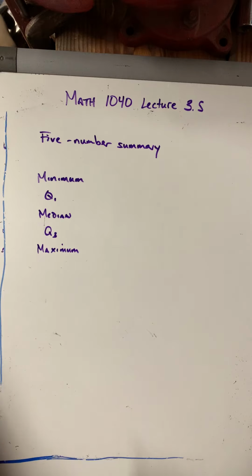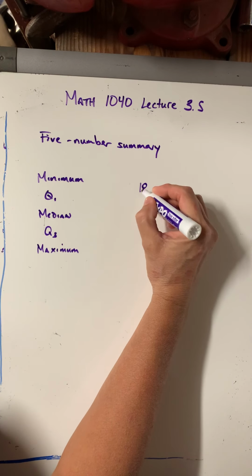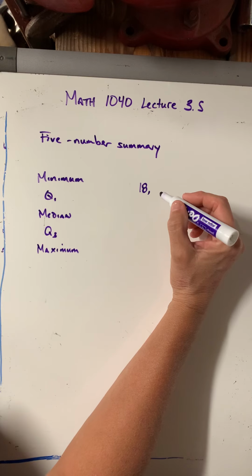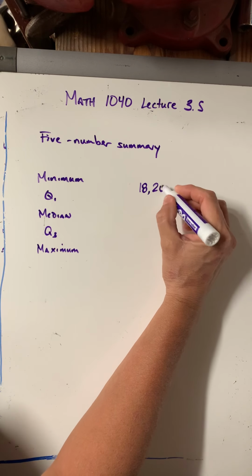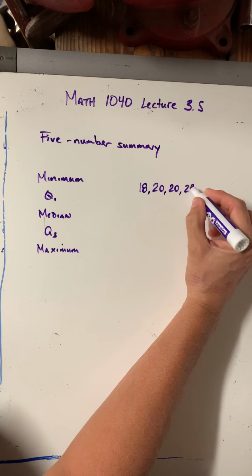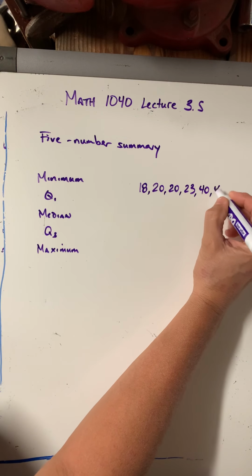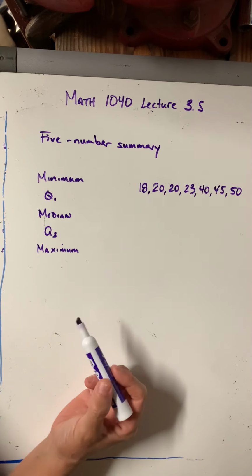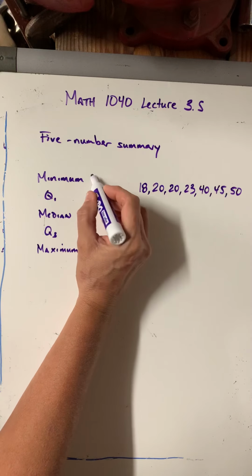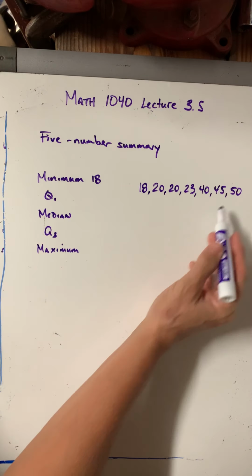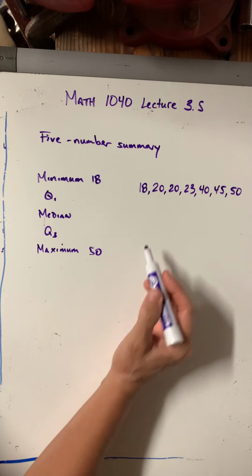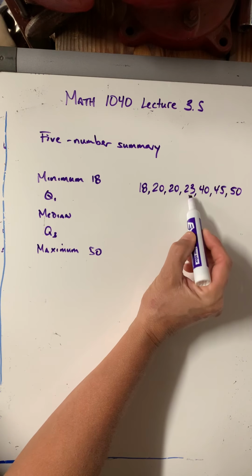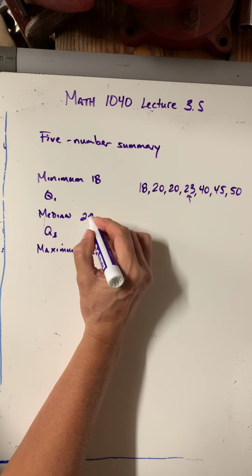So let's say that once again we're trying to look at people's ages in a classroom. So let's say we had an 18-year-old and then let's say 20, 23, 40, 45, 50, something like that, okay? So if this was all the data that I collected, well, I can find the minimum. That would be the smallest number. That would be 18. The maximum would be 50. The median would be the middle number, which in this case is 23.